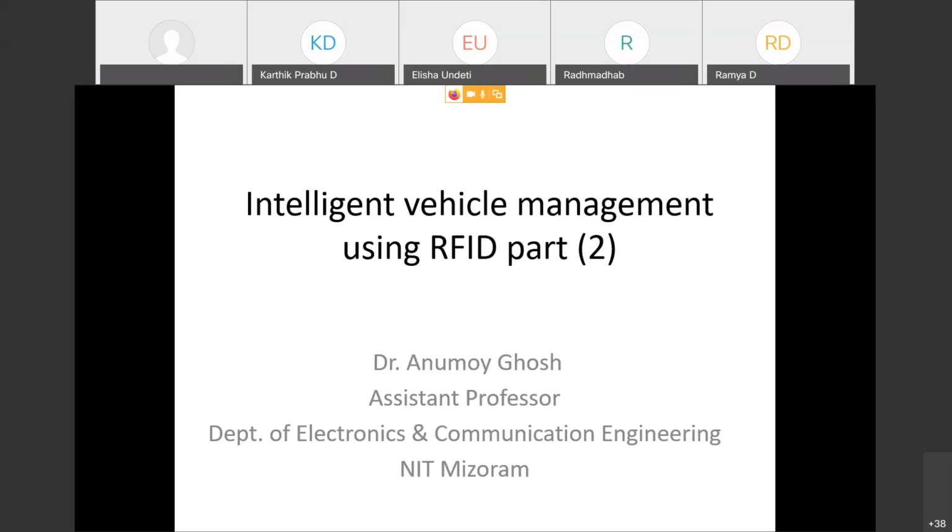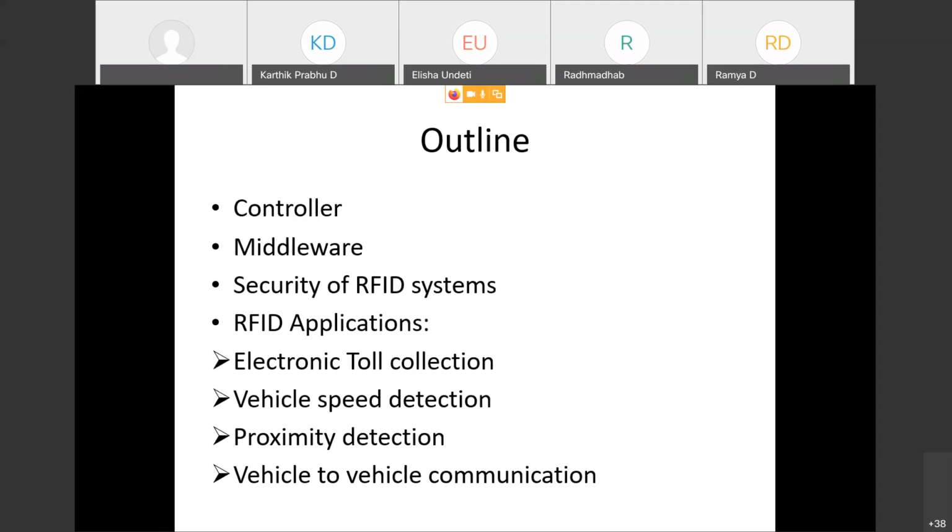There are basically these two types of ranges, and also why RFID is so advantageous over other auto ID procedures has also been discussed. So today what I will do is, first is the RFID controller.